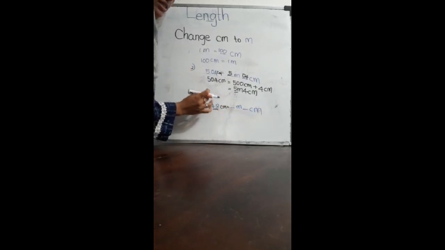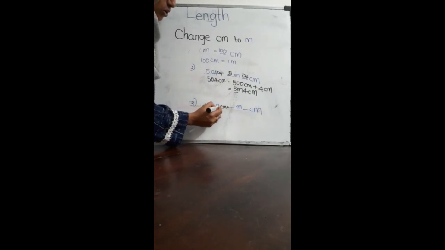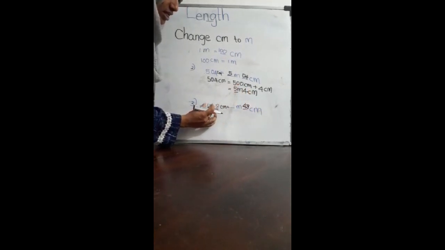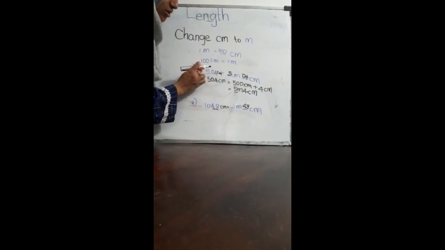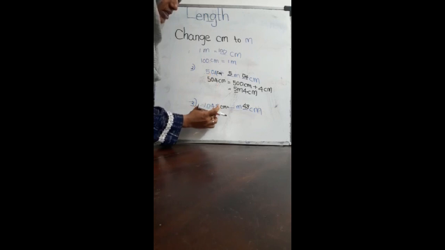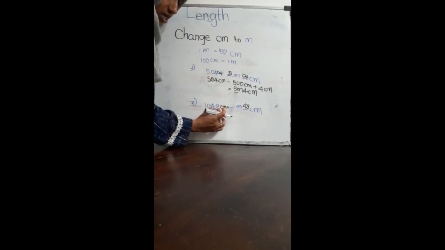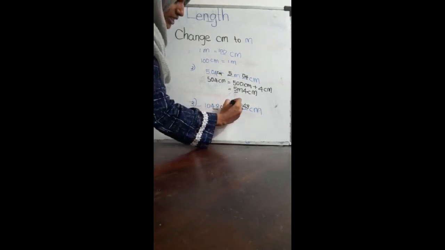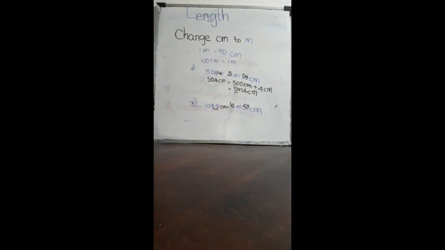In 1000, there are 10 times 100. So you don't need to go through that. Just write the last two digits, 48 centimeter. And before these last two digits, you can obtain two digits. Earlier we obtained one digit, but here we obtain two numbers before the last two digits. So 10 meters and 48 centimeters. Is it simple? This is for your extra knowledge. But I am teaching you based on your syllabus.